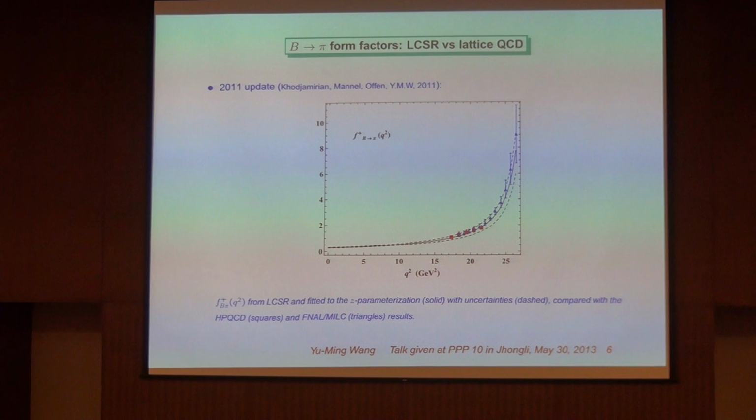And this next update of the B to pi form factor was done in 2011, and this solid curve corresponds to calculations of sum rules extended to high q-square regions with these parameterizations, and this gray band corresponds to the lattice HPQCD predictions, and this blue triangle corresponds to the graphs of the MILC formula graphs, and they are in general agreement in this high q-square region, even if we just extrapolate this form factor from zero q-square to large q-square.